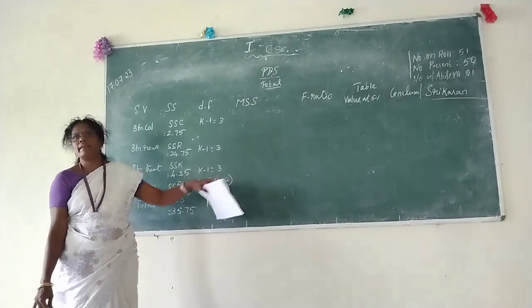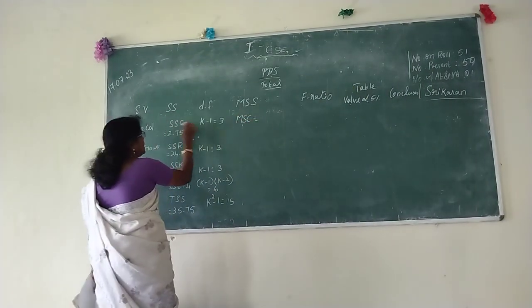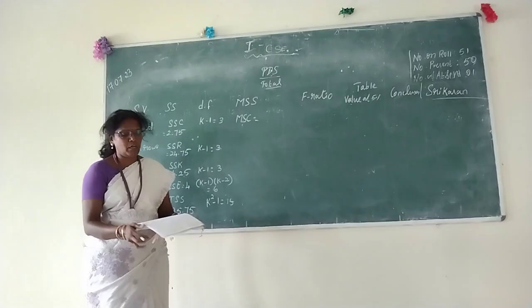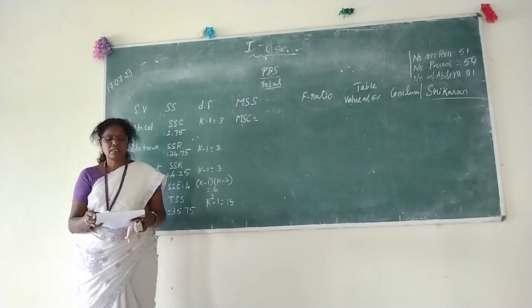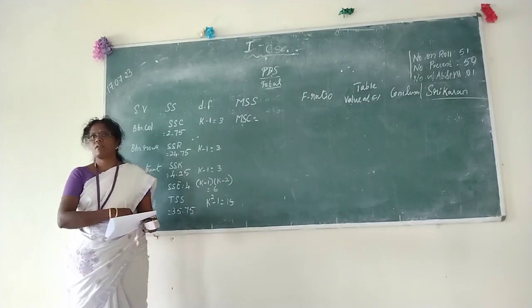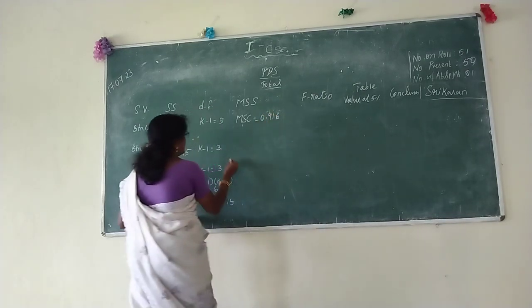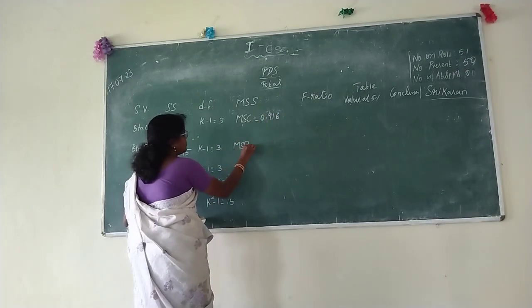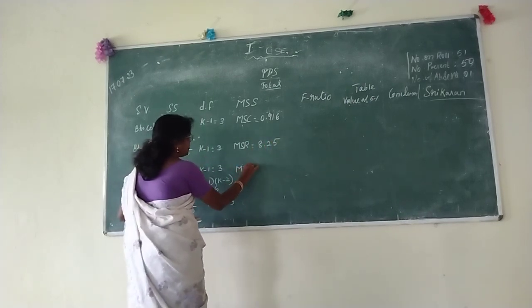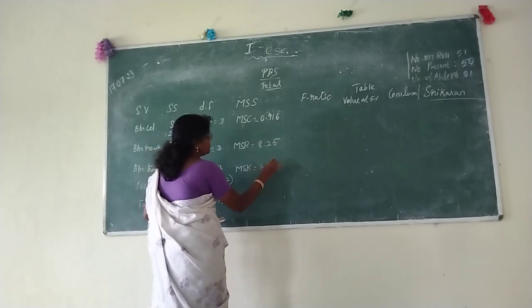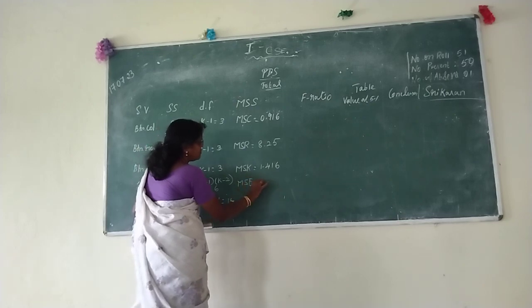Okay, well. Now find the mean values. MSC is SSC divided by 3. Find what is the answer? MSC 0.68. MSR 8.25. MSK 1.416. MSE 0.66.